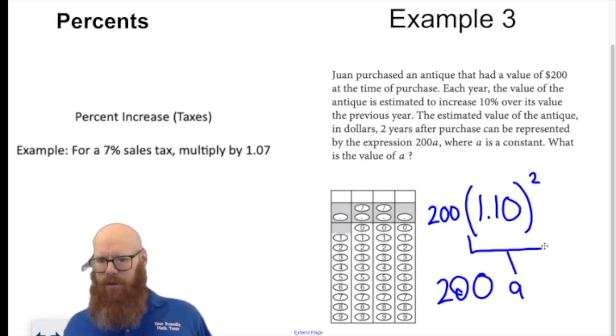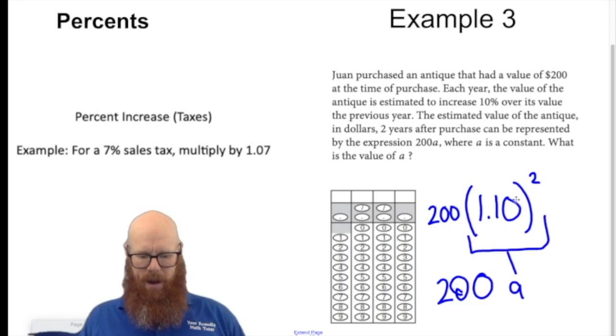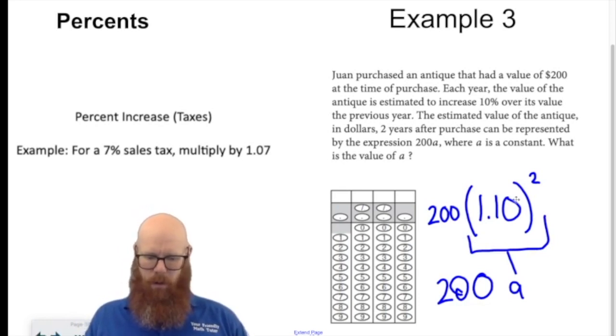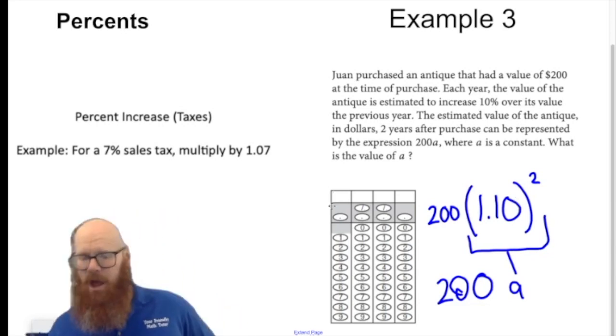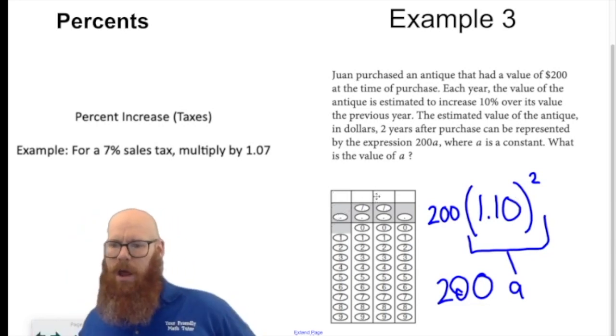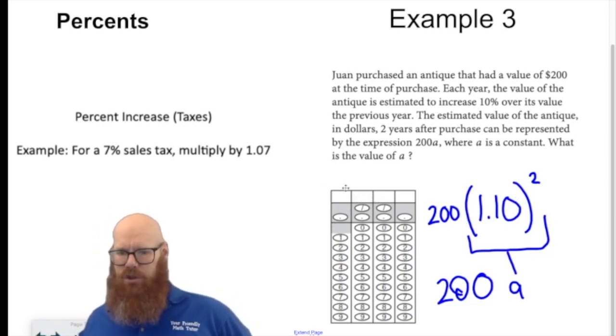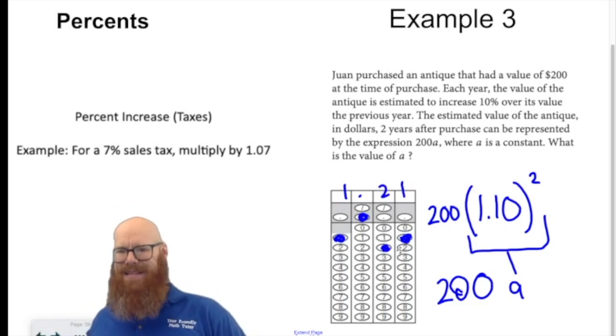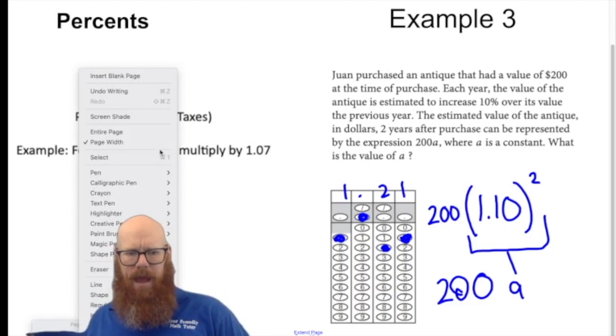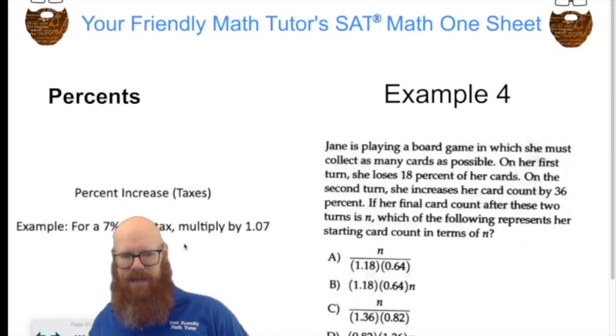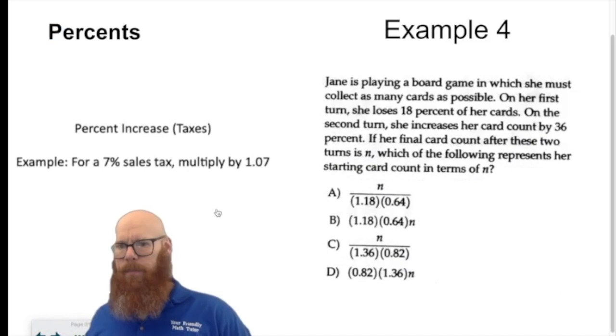So A really represents whatever 1.1 squared is, or 1.1 times 1.1. I should just know that, but I used a calculator. So we should know that 11 squared is 121, so 1.1 squared is 1.21. So 1.21 is what we would multiply 200 by in this case. All right, so again, 10% increase means we multiply by 1.10. Now let's take a look at our last percent increase problem, or our last percent problem overall.